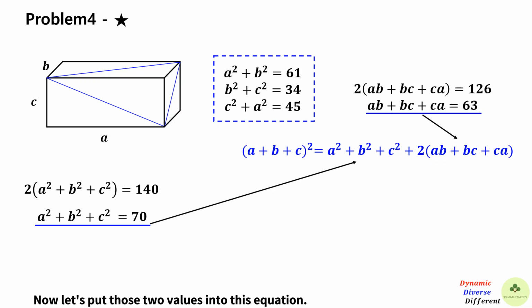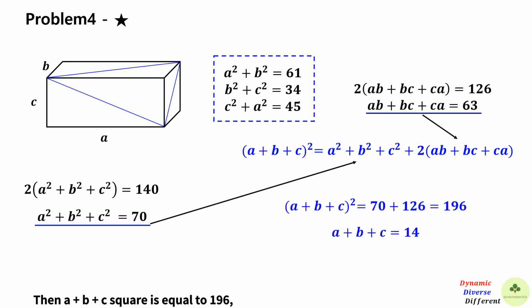Now let's put those two values into this equation. Then A plus B plus C squared is equal to 196, which means that A plus B plus C is equal to 14. This is the solution to the problem. Is everything clear?